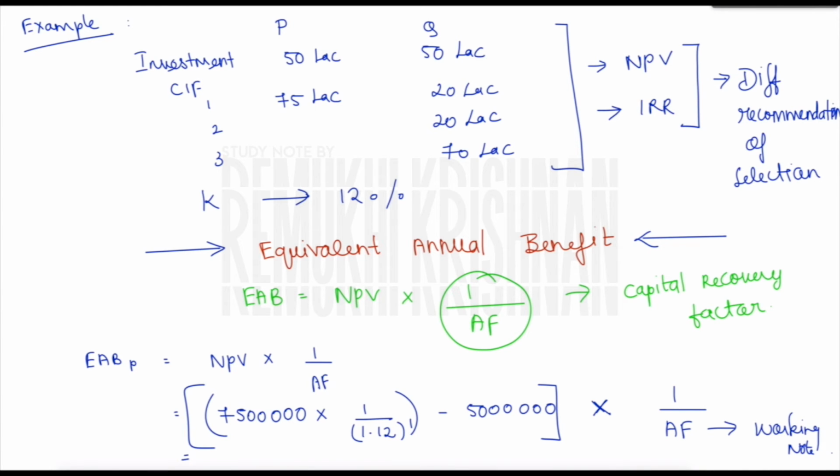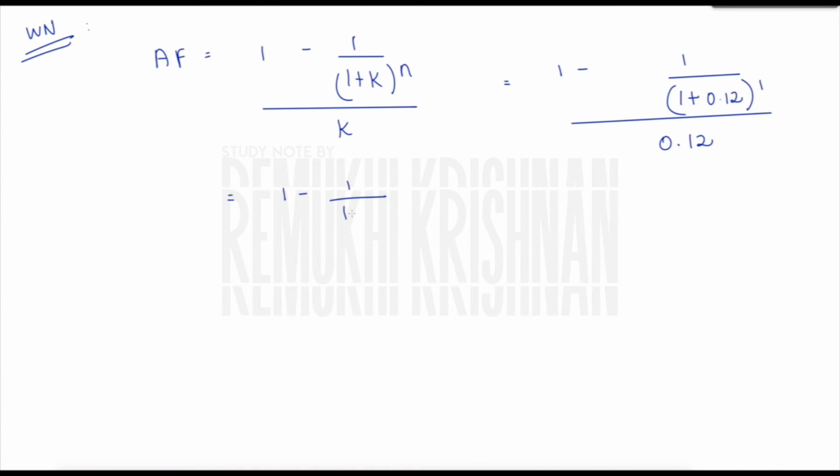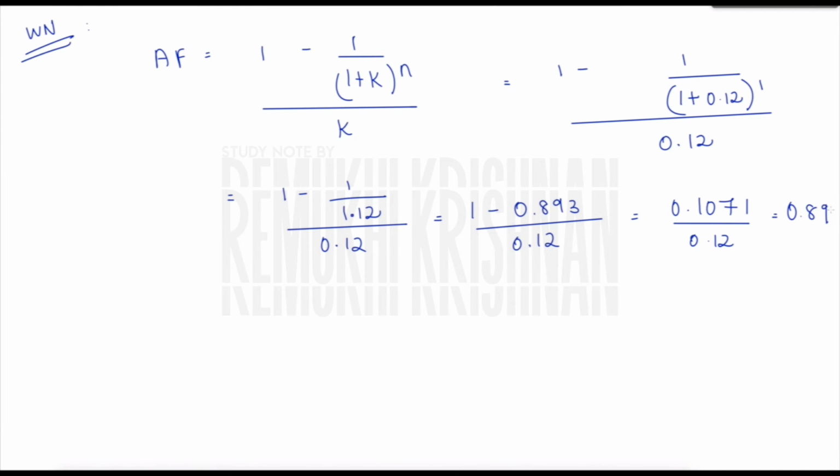Let me help with the calculation of the annuity factor elaborately for better understanding. Let us move to the working note, guys. First of all, write the formula. Always write your formula and proceed with the sum. 1 minus 1 divided by (1 plus r or k) whole power n, divided by k. What is your k here? It is 1 minus 1 divided by (1 plus 0.12) whole power 1, divided by 0.12. By solving it, I arrive at 1 minus 0.893 divided by 0.12. So finally the answer is 0.89.